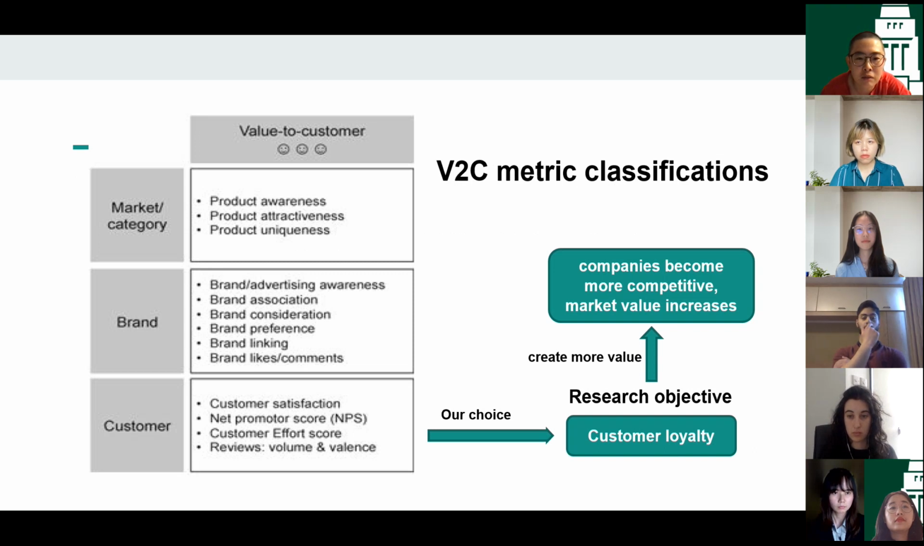Based on the value to customer metric classifications, we choose customer loyalty as our value to customer metric. Since increasing value to customer metric can help the company to improve their market power, we choose customer loyalty as our choice because of its importance.